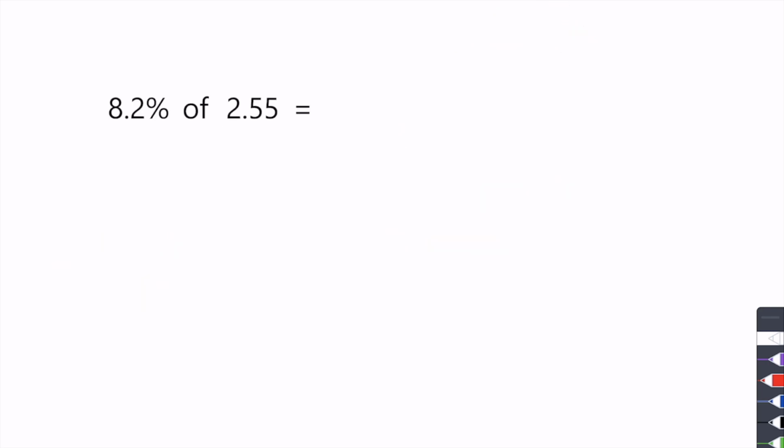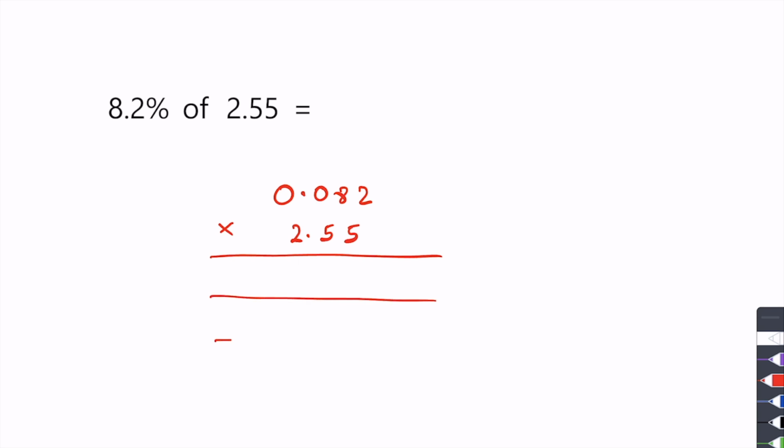So here we have 8.2% of 2.55. Well, if I convert 8.2% to a decimal, I have to divide by 100, so the decimal point moves 2 places to the left. So I'm left with 0.082, and I need to multiply that by 2.55. So I've got 3 digits in 255, so I need 3 lines of working, plus my addition.